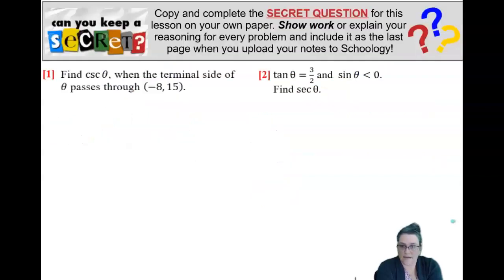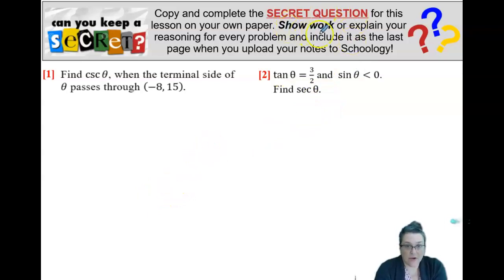Okay, and that brings us to the secret question for this lesson. In problem 1, you want to find the cosecant of theta when the terminal side of theta passes through the point (-8, 15). And then in problem 2, the tangent of theta is equal to 3/2, and the sine of theta is negative, and you want to find the value of the secant of theta.